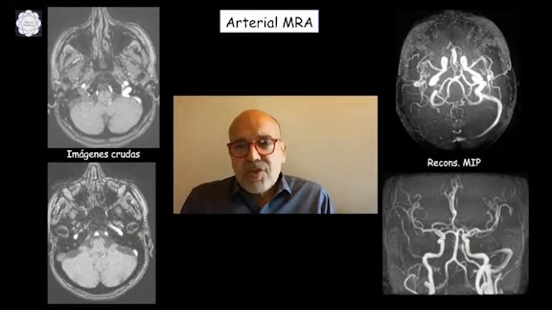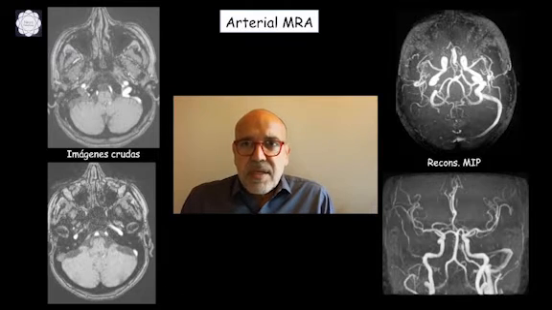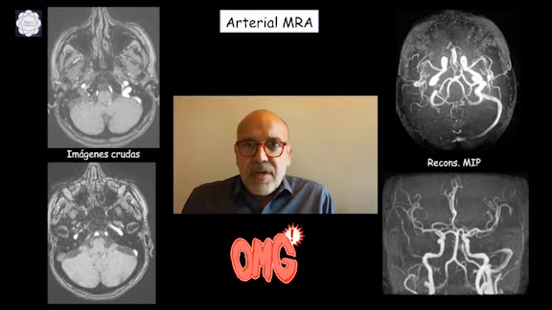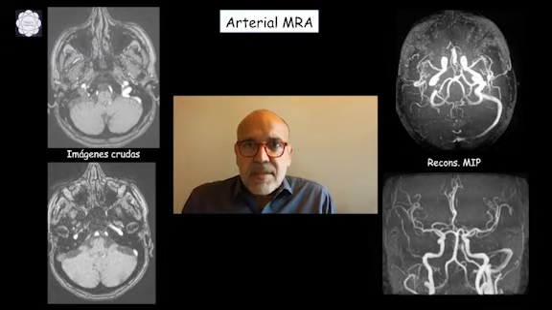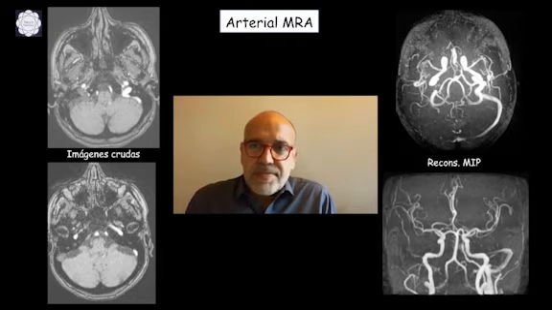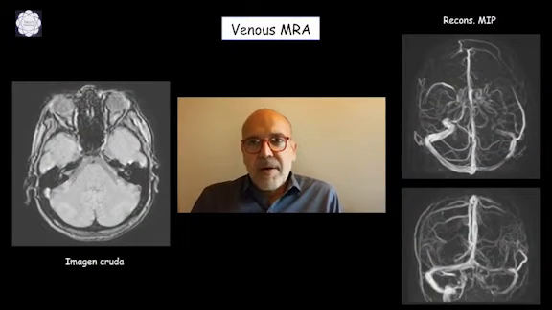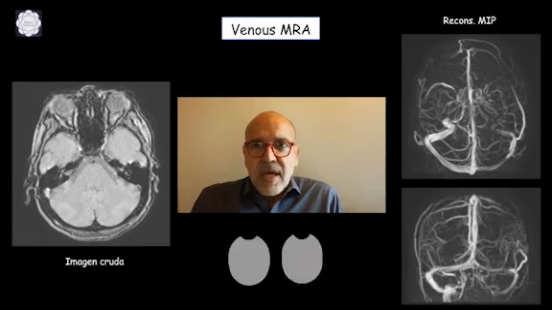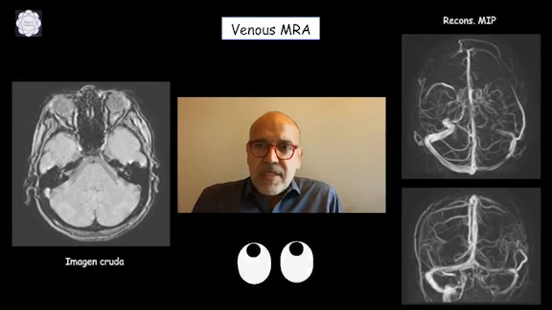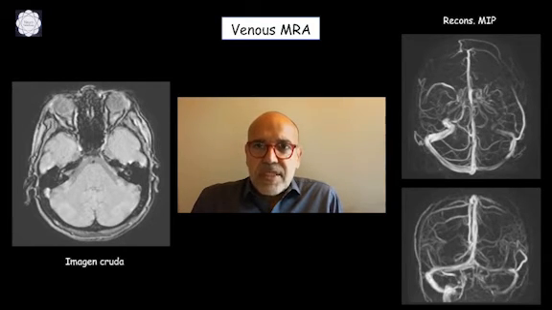But maybe the most important findings of this case are on the angiographic sequences. Here you have the brain arterial MRA with a TOF sequence. On the right you have the MIP reconstructions, and on the left the raw images. Here you have the MR venous angiography images. On the left the raw image, and on the right the MIP reconstructions of this TOF 2D sequence.